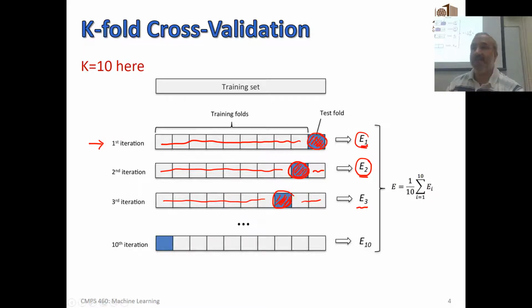So that's the idea. Instead of doing it once only, so the first iteration is actually what we usually do, or what we used to do before, right? Just one split. Train and test. With cross-validation, we repeat that k times. Every iteration, we use a different test set.